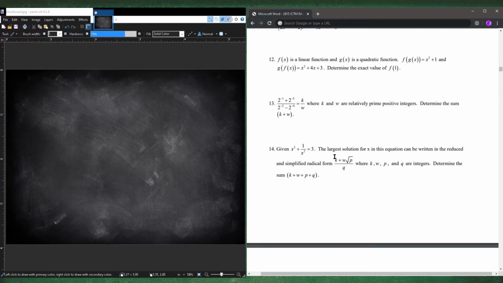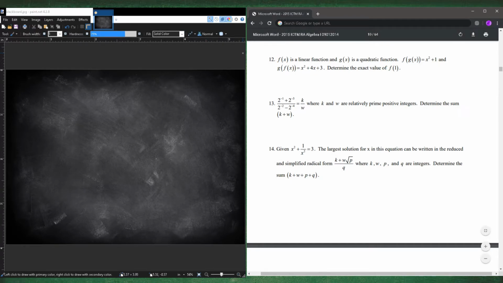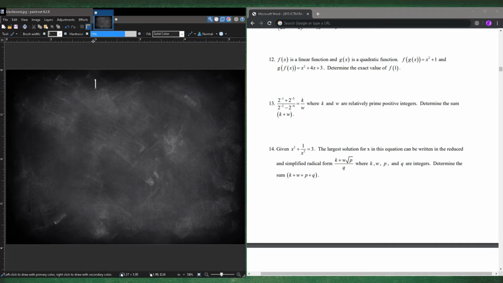Okay, number 13. 2 to the power negative 1 plus 2 to the power negative 3 over 2 to the power negative 2 minus 2 to the power negative 4 is equal to k over w. So find k plus w. Okay, so that's 1 half plus 2 to the power 3 is 8. So that's 1/8 over 1/4 minus 1/16.